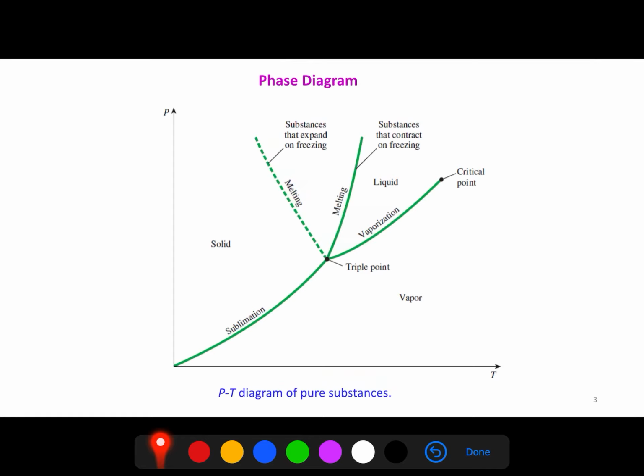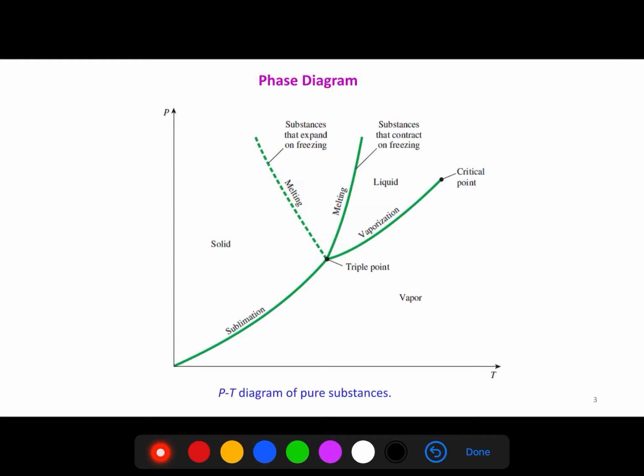So now the question is, what is sublimation? Sublimation is a conversion process where the solid phase directly converts into the vapor phase. We call this line the sublimation line. So what happens if the solid converts into vapor?